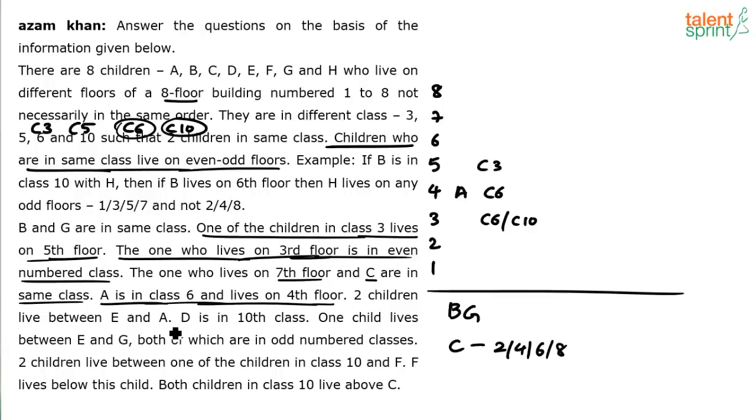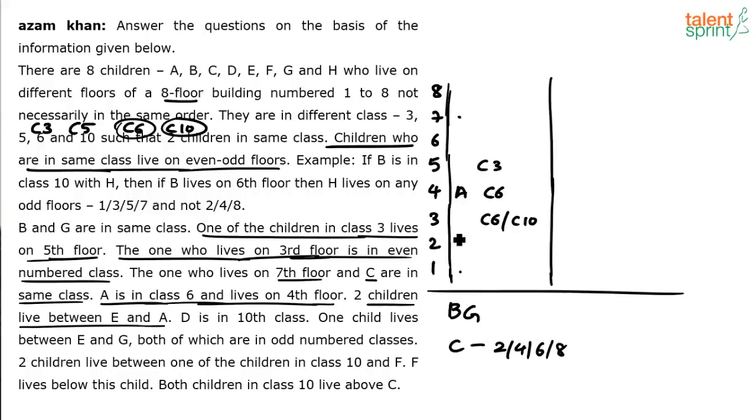2 children live between E and A. Okay, so I think we can take the 2 possible cases here. 2 children live between E and A, he says, right? A is fixed now. Since A is fixed, E will come either on 7th floor or E will come on 1st floor, because 2 children live between E and A. So I'll take both the cases. You getting the point? Let's take both the cases, right?